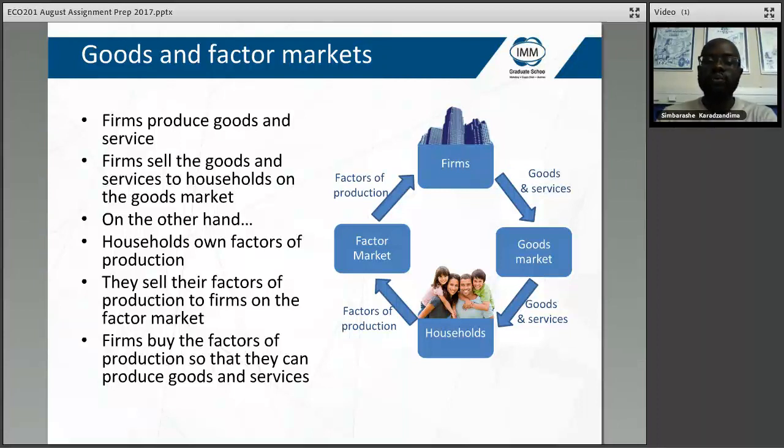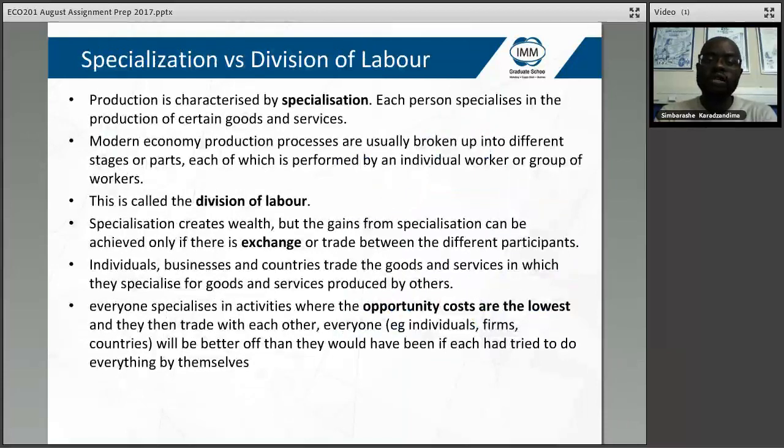So there is going to be production that takes place. When you talk about production, we are basically referring to the physical transformation of the factors of production to produce goods and services. So the factors of production are sold to the firms through the factor market. The firms produce the goods and services which they are going to sell to the households through the goods market. So when you look at the flow of goods and the factors, it is in a clockwise direction, right?